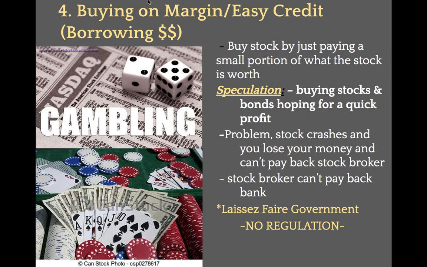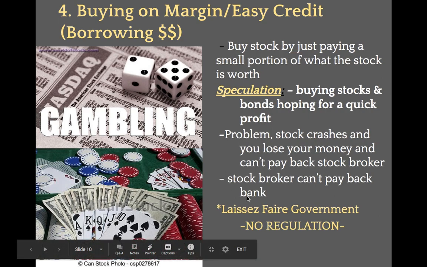Now, when we talk about buying on margin, you're buying a stock or you're buying ownership in a company with borrowed money. Okay, so now if you profit, that's awesome. You can pay that back. Okay, but when the company does not do well, like during the Great Depression, you're actually going further into debt and then you can't pay back the stock that you borrowed. So the stock crashes, you lose your money. You can't pay back the stockbroker who gave you that loan.